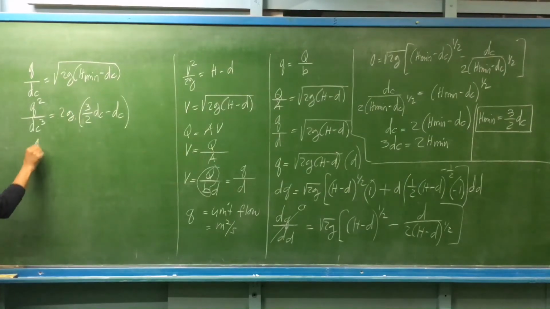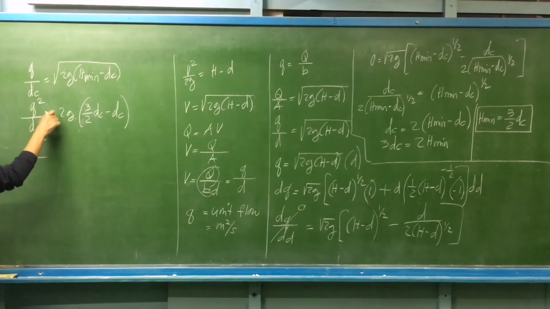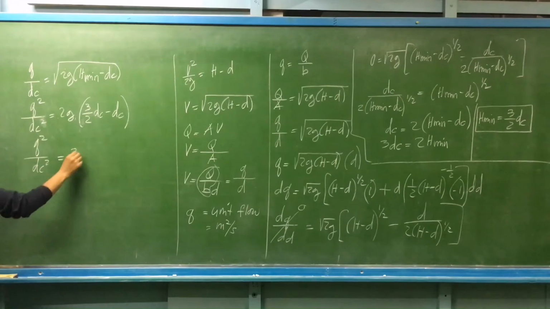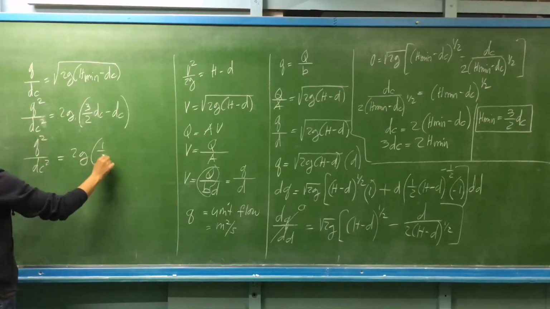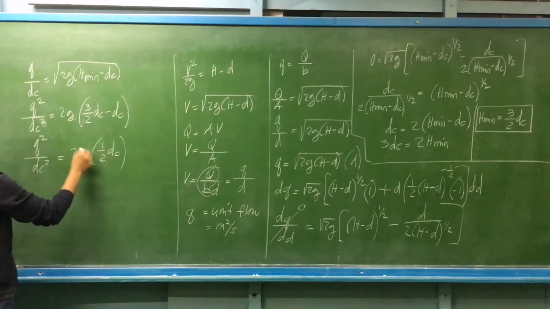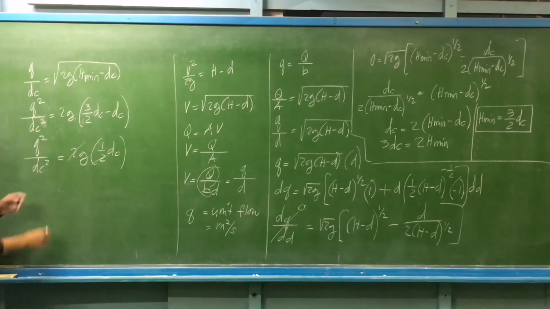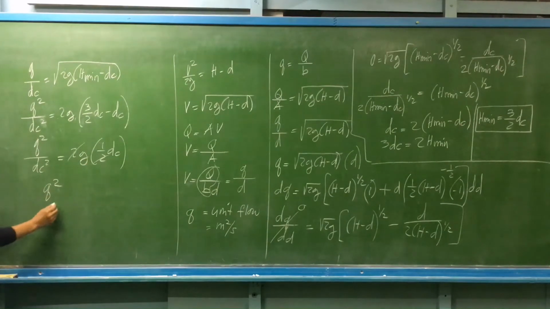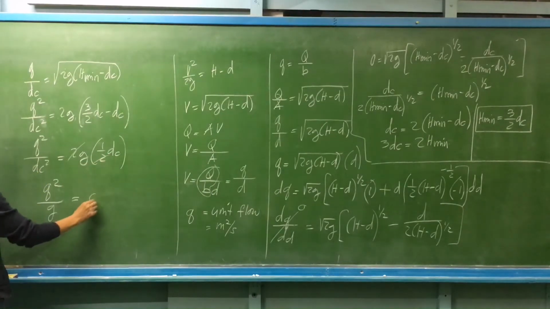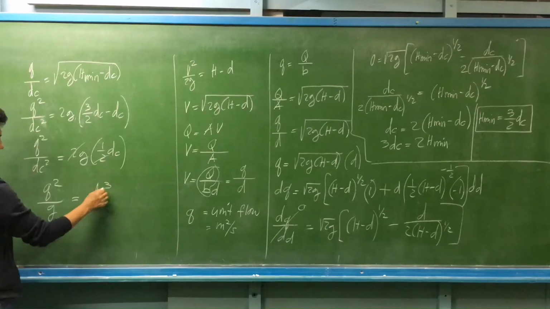So we have, this is the unit flow squared divided by, squared lang din yan, critical depth squared is 2G. This is multiplied by 1/2 of the critical depth. So the 1 will cancel. So we have the unit flow squared divided by G is equal to critical depth squared times critical depth, which is the cube of the critical depth.